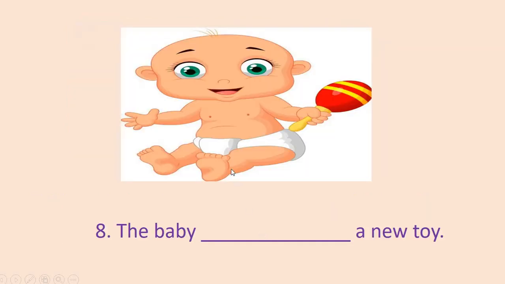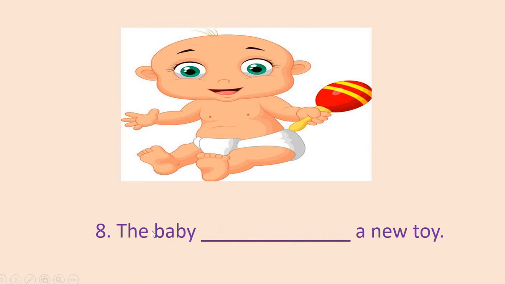Yes. Now see number 8. See, there is a small baby. It is very happy. Okay? Now see the sentence number 8. The baby dash a new toy. T-O-Y, toy. A new toy. The baby has or have. What will come here? The baby dash a new toy. It is having a toy in the hand. Okay, there is only one baby.